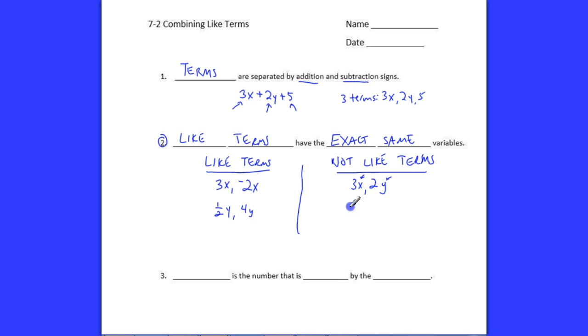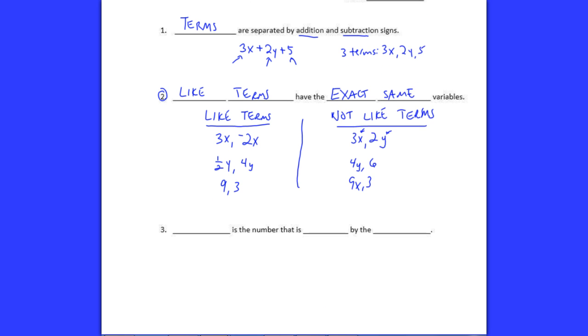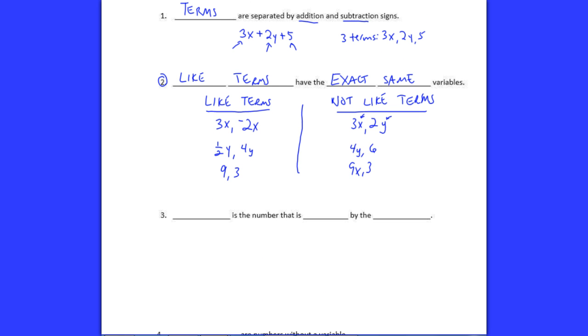But not like terms, say 4y and just the number 6. Those are not alike because 6 does not have a matching variable. So the variables have to match exactly. One last example: let's say I had just the number 9 and just the number 3 or negative 3. Those are like terms. But if I had 9x and just the 3, those are not like terms because the 3 doesn't have an x. Again, it's really important that you can identify when terms are alike and when they're not.